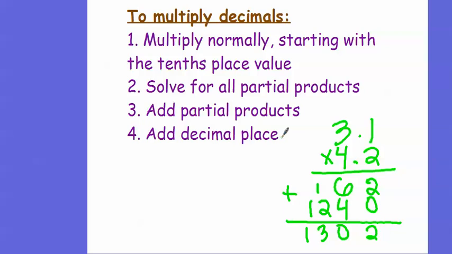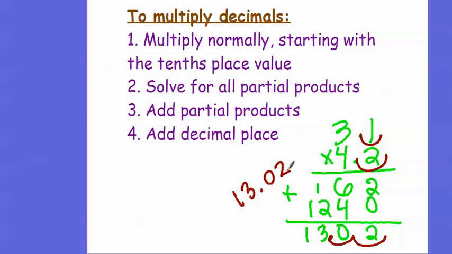And then our fourth step is we're going to add the decimal place value. Remember, to do that, we're going to count how many place values it is over in the original problem. We've got 1 place value, 2 place values, so we're going to do the same thing. So now we have tenths and hundredths. So for this example, our answer is 13 and 2 hundredths.